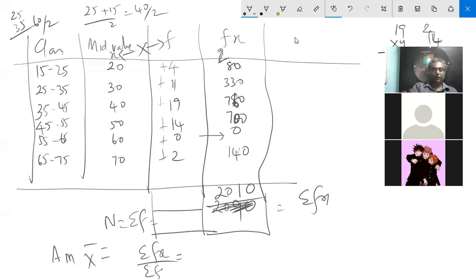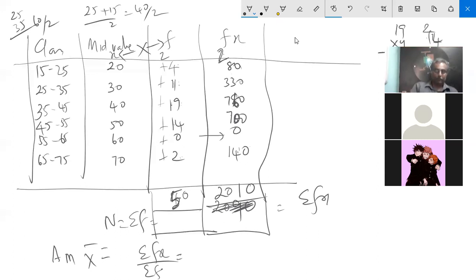2 plus 4, 6. 6 plus 9, 15. 15 plus 1, 16. 16 plus 4, 20. 2 plus 1, 3. 3 plus 1, 4. 4 plus 1, 5. So 50. Sigma f is 50.